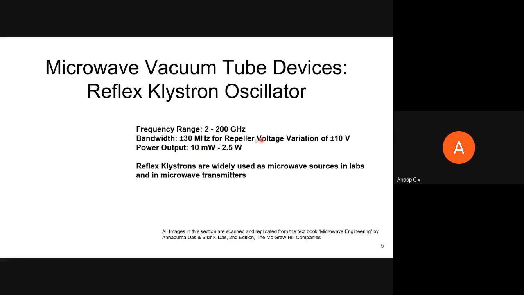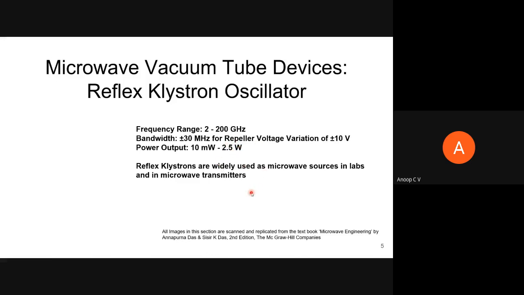I know you won't be able to appreciate it now, but later, when you see the construction of the reflex klystron and how it works, you will. It can give a power output from 10 milliwatts to 2.5 watts, which is the maximum power a klystron can give. So it is not used in many power-intensive applications. The main applications are in microwave sources in labs and in microwave transmitters which require less power.